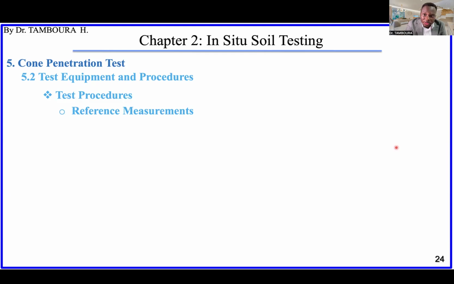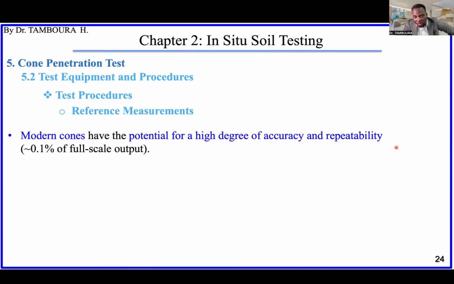Okay. Reference measurement. Reference measurement is just to make sure that there is nothing that is affecting your test. Modern cones have the potential for a high degree of accuracy and repeatability. So if you are using a modern cone, maybe you don't have to worry too much about errors. The accuracy is high.